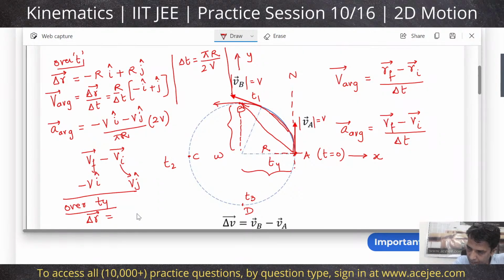Yeah, beta? Your voice was cracking for me. Okay, beta. So what is the net displacement when the particle completes one revolution and reaches the point A again? So 0. Which means your V average is 0. Yes, sir.